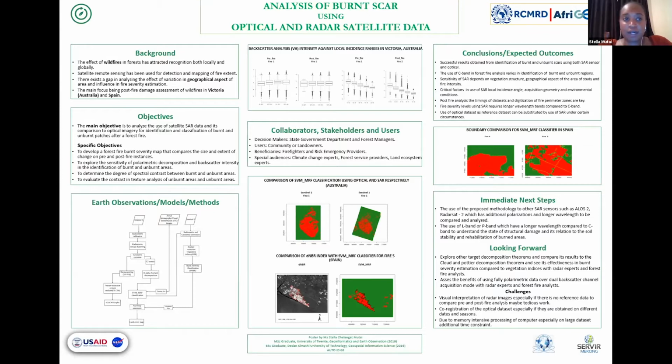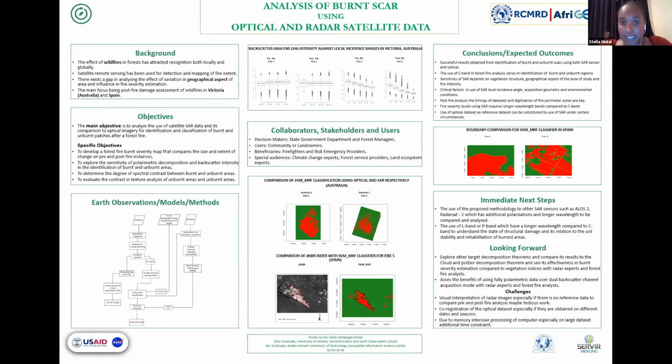So I'll start with the background for the analysis of burnt scars. Most of the time we've realized that the effect of wildfires in forests has attracted recognition both locally and globally, with recent fires even in California. In my analysis, I wanted to understand the gap or variation of using optical and radar, especially in terms of geographical aspect. Past studies have compared optical and radar, but very few or almost none has compared them based on variation of geographical aspect between two different areas. So for mine, I selected Victoria, Australia, and Spain.